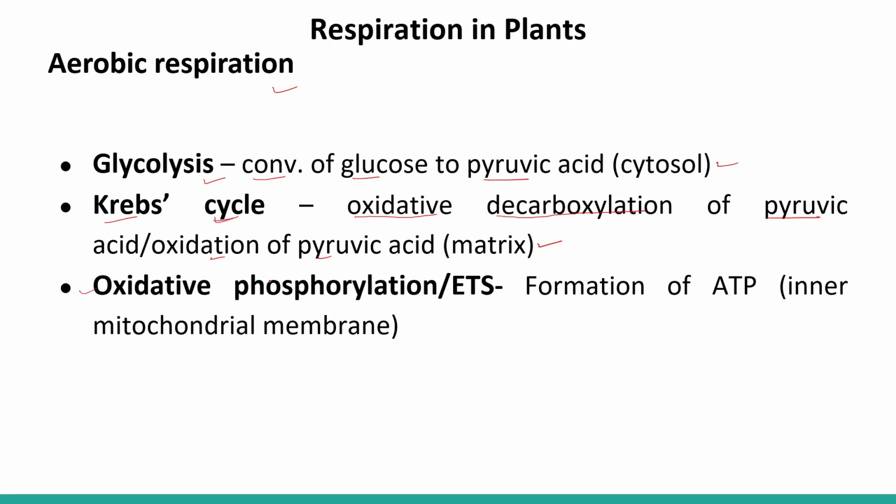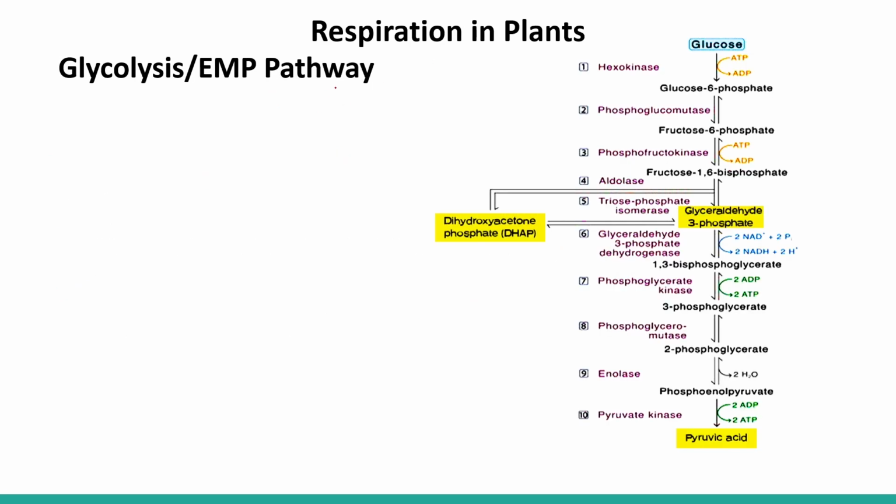The next is oxidative phosphorylation, or you can also say the electron transport system. Oxidative phosphorylation involves formation of ATP. And where does this electron transport system take place? This takes place in the inner mitochondrial membrane. So if we talk about aerobic respiration, we have to mention all these pathways and mechanisms. Now first let's talk about glycolysis in detail.